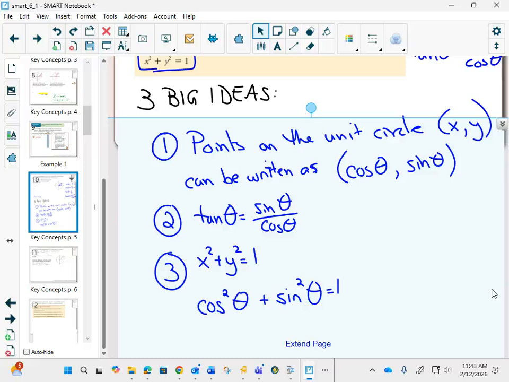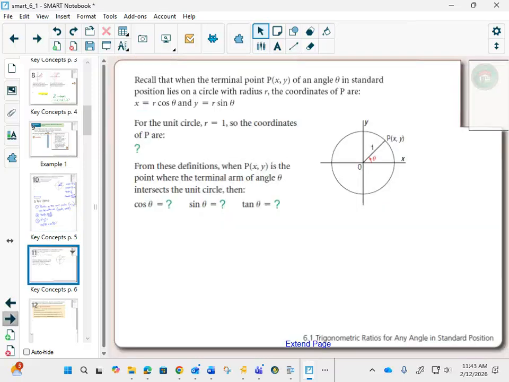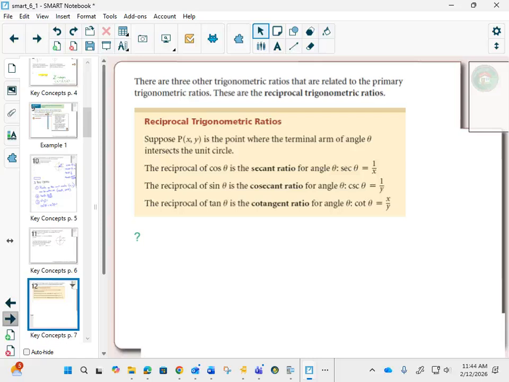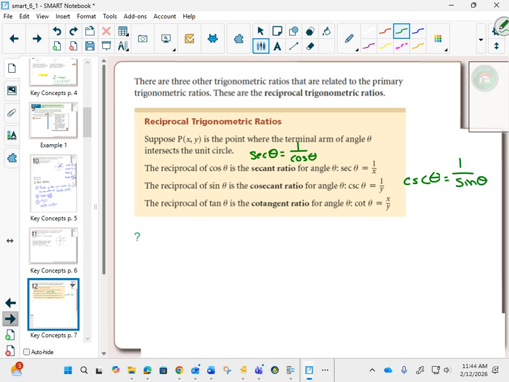Okay, and if you turn to page 470, which you might be on because you're writing these things at the bottom, we are going to learn in grade 12 3 new trig functions. You already know sine, cosine, and tangent. You will add to it the secant ratio, the cosecant ratio, and the cotangent ratio. And these are reciprocal ones. So secant of theta is 1 over cos of theta. Cosecant of theta is 1 over sine of theta.